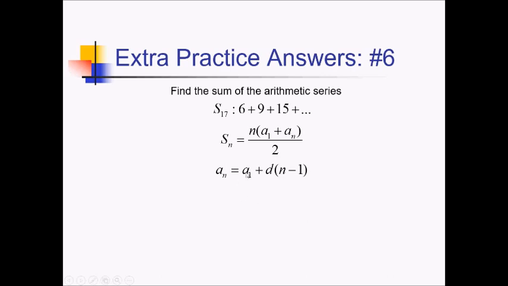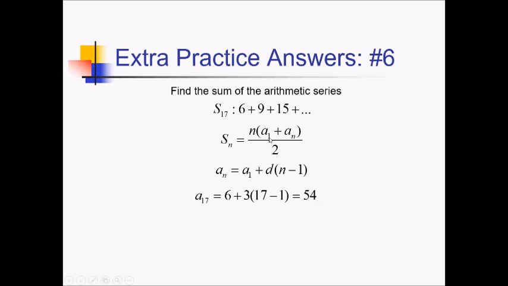So we have an a1 value of 6 for this formula down here. For our common difference d, 9 minus 6 gives us a common difference of 3. And n in this case is 17. We want the 17th term. 17 minus 1, that's 16, times 3 is 48, plus 6 is 54. So there's our 17th term.